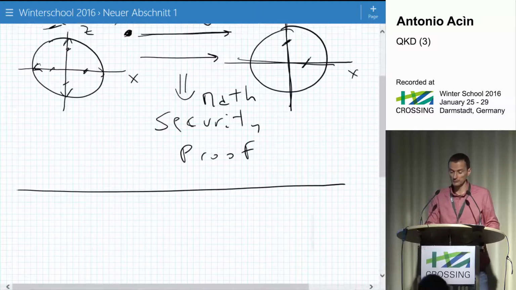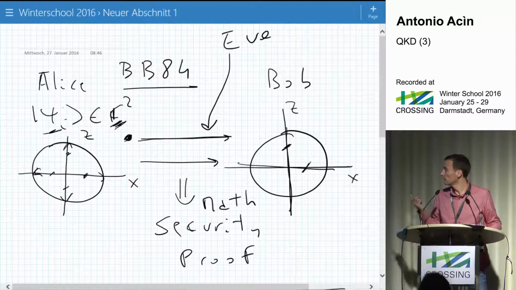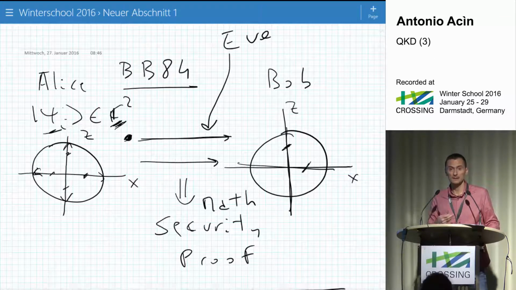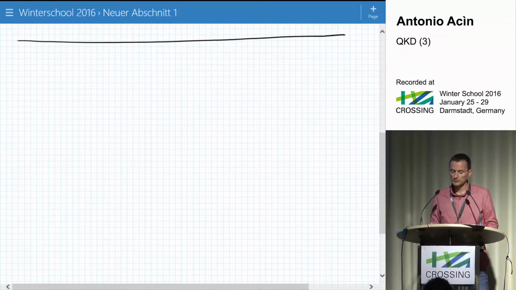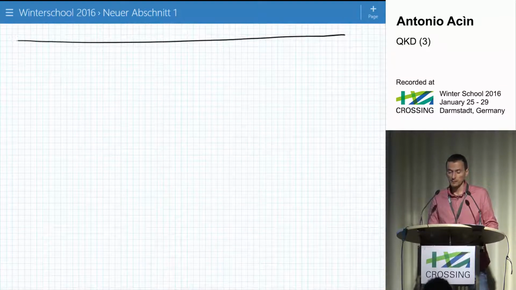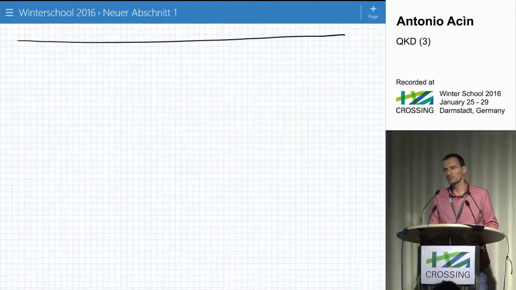Okay, so the only thing you have to do, as you could see here, is prepare these states, and Bob has to make this measurement. So you have to give some devices to Alice that allow her to prepare this quantum state, and to Bob to make these quantum measurements. So you talk to the experimental physicists or to the people in the company, and they ask, what do you need? And you say, I need a source of qubits.